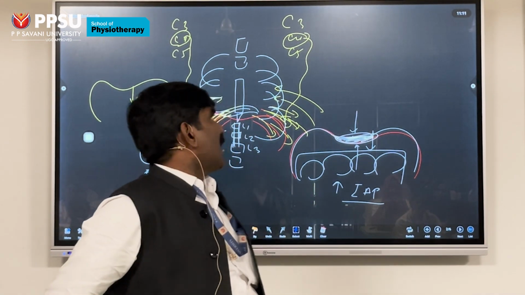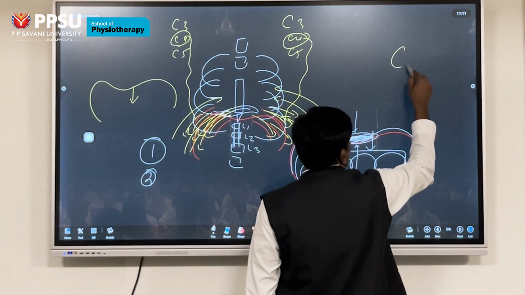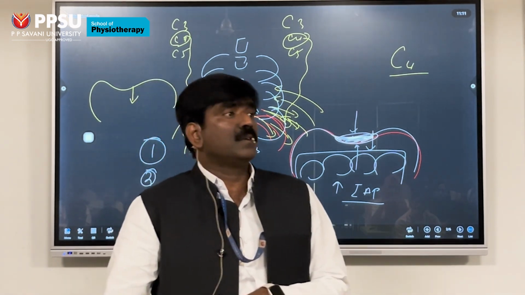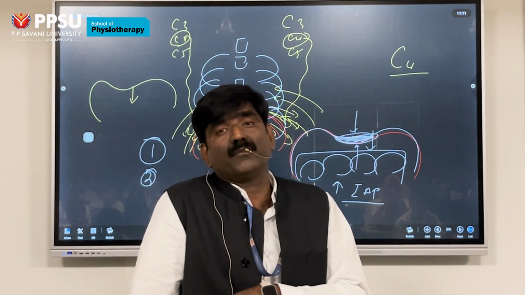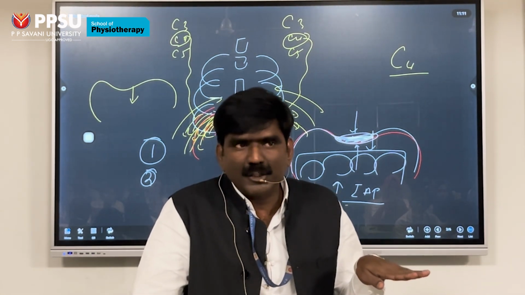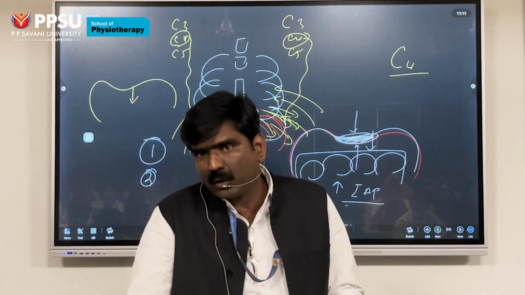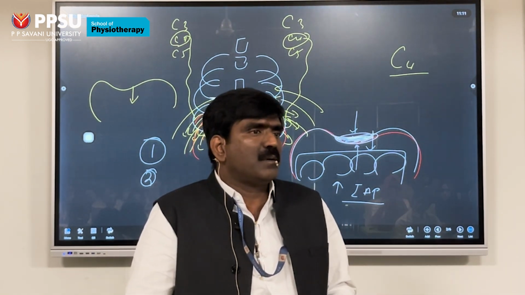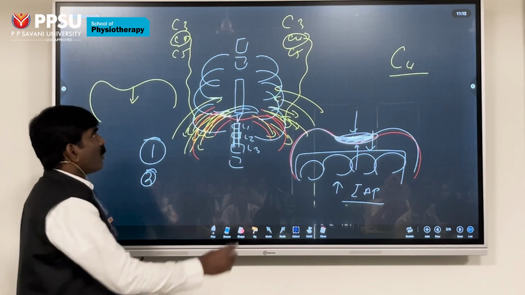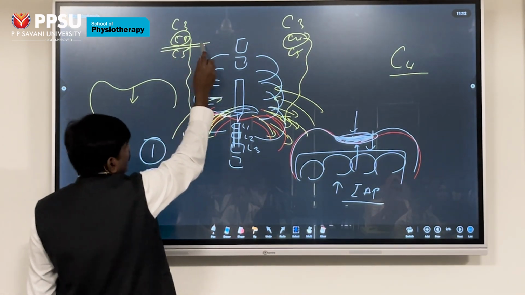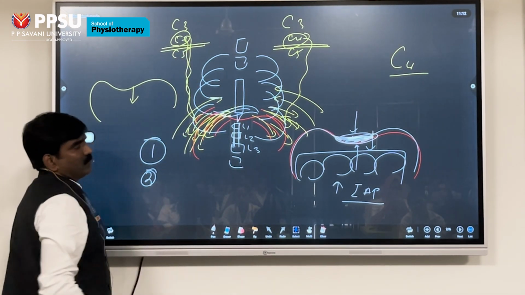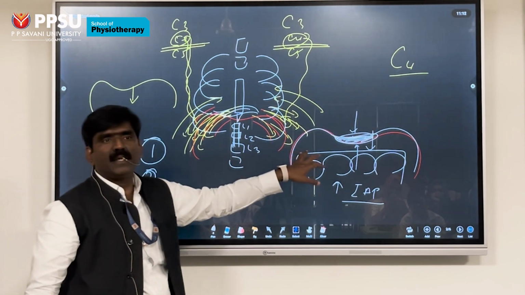Suppose the patient is having a C4 level injury, a lesion below the C4 level. What muscles will be paralyzed and which muscles will escape? If the patient has a cervical cord injury below the level of C4, which nerve will escape and which nerve will be injured? The phrenic nerve will escape, because the injury is below C4, so the phrenic nerve will escape, and the diaphragm muscle will escape.